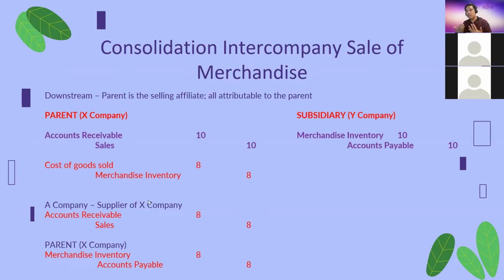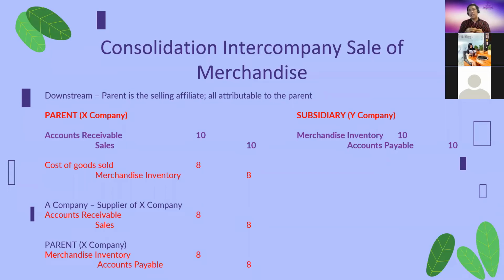Now pagdating sa libro ni X company or ni parent, of course, it's debit merchandise for 8 and then credit accounts payable for 8. Kung napapansin mo, this is basic accounting. Saan lang nagkakaroon ng issue? Nagkakaroon ng issue, class, if at the end of the accounting cycle or calendar year, kung calendar year tayo or fiscal year, merong mga naiwan na inventory either sa side ni parent, kung upstream yan, or sa side subsidiary if it's downstream. Because we have to recognize unrealized profit on ending inventory. So later on, pag-usapan natin yan.